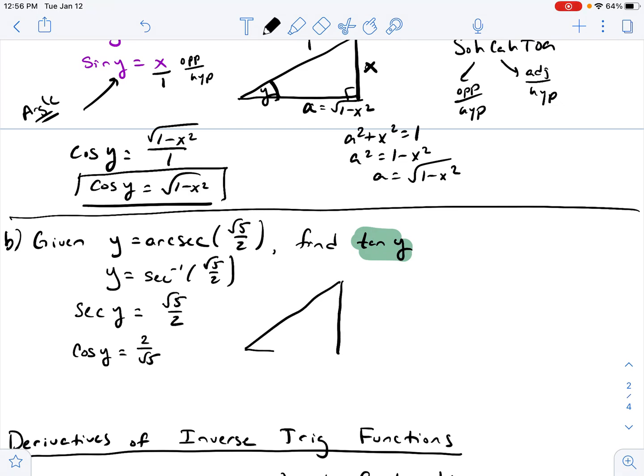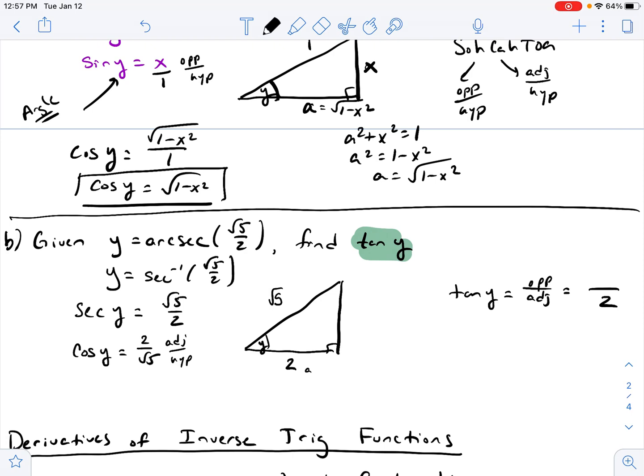So let's draw the right triangle. Here's angle y. We're given adjacent over hypotenuse. So the adjacent side is 2. The hypotenuse is the square root of 5 here. We ultimately want the tangent of angle y. That's going to be opposite over adjacent. So something over 2, because we know the adjacent side is 2.